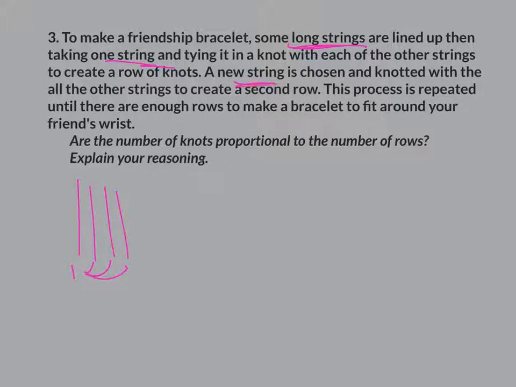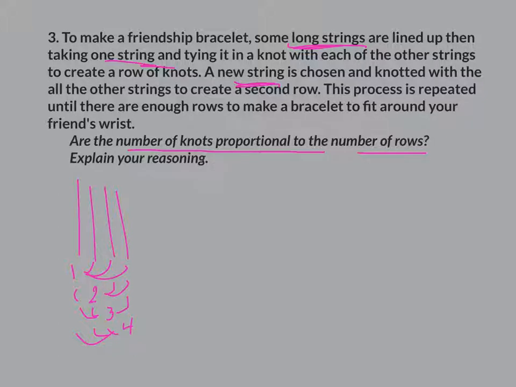And then a new string is chosen to go between the others. 2 would then go to 1, 3, and 4. 3 would go to 2, 1, and 4. And 4 would go to 3, 2, 1. This process is repeated until there's enough rows to make a bracelet to fit around your wrist or your friend's wrist. And it asks you, are the number of knots proportional to the number of rows?